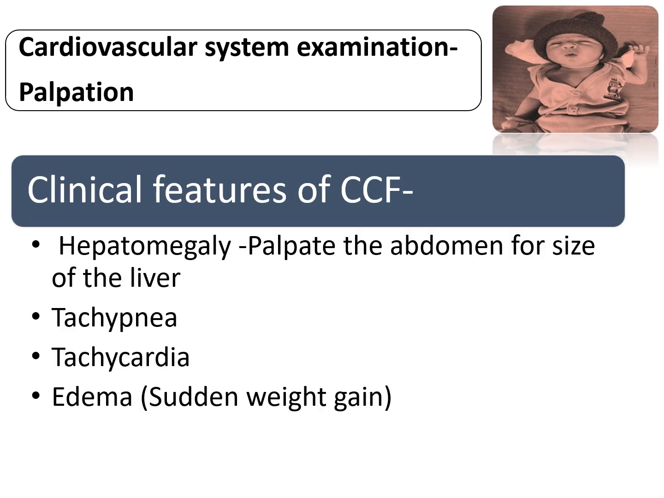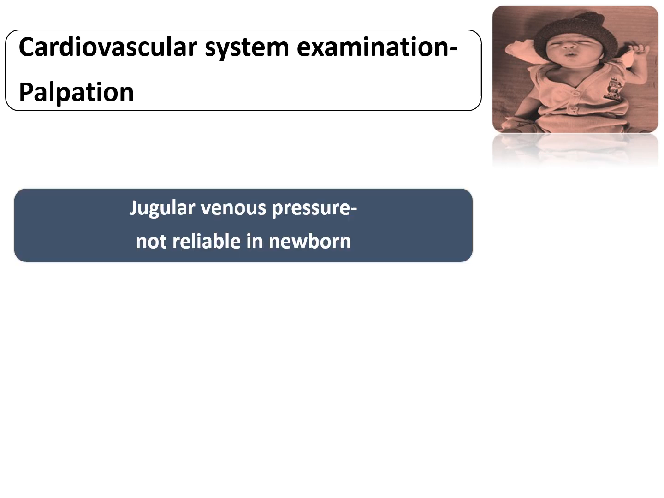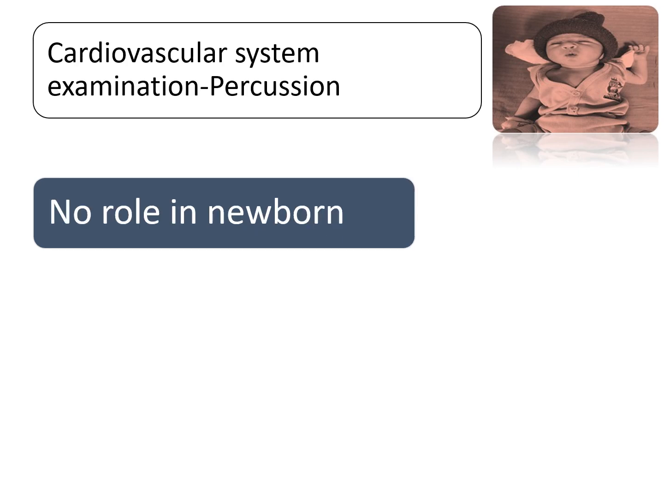Then we should mention all the signs of congestive cardiac failure in palpation. So we should mention the size of the liver which is palpable, then also the tachypnea, tachycardia, edema, as we had mentioned in the inspection. JVP is not reliable in the newborn baby. There is no role of percussion in CVS examination in the newborn baby.